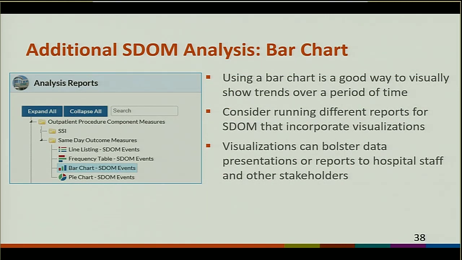The same-day outcome measure events line list can be limiting, as that's really the only thing that we're looking at from those analysis options. Another thing you may want to do as a user is potentially use different visualization tools and reports that are found in NHSN. A bar chart is a good way to visually show trends over a period of time and could be considered when running different reports to incorporate visualizations. This can help bolster data presentations or reports to hospital staff and other stakeholders.